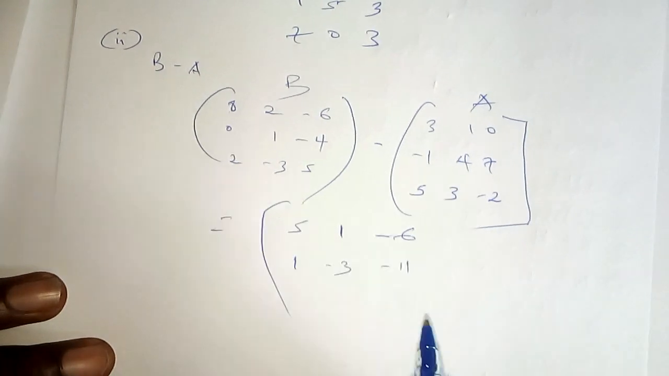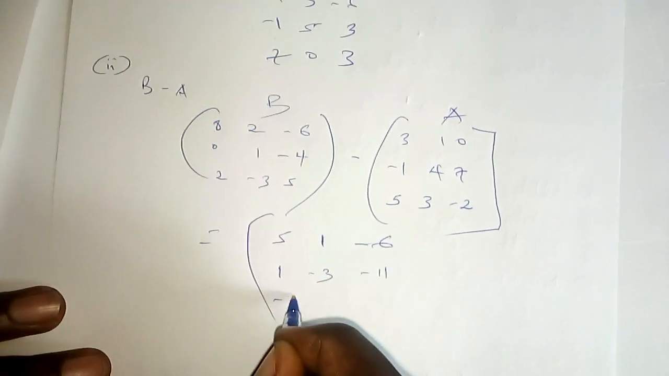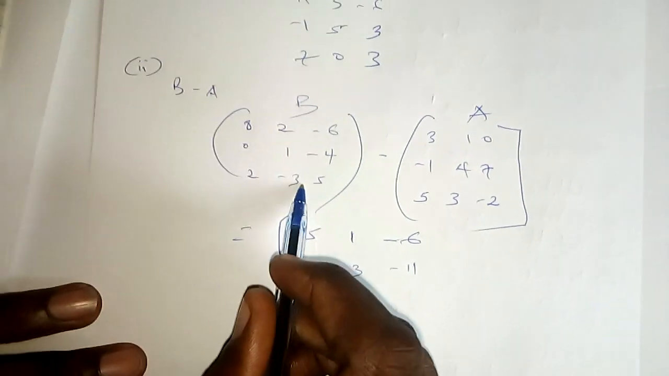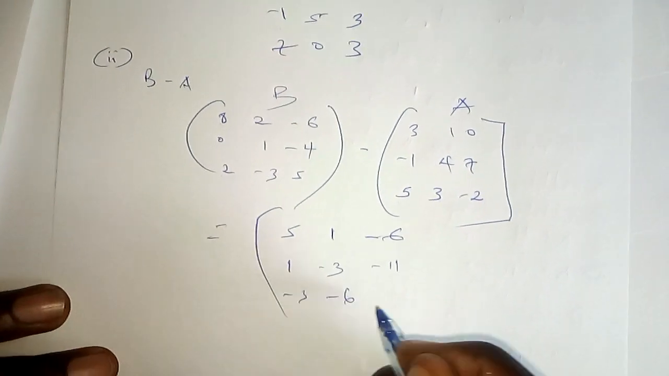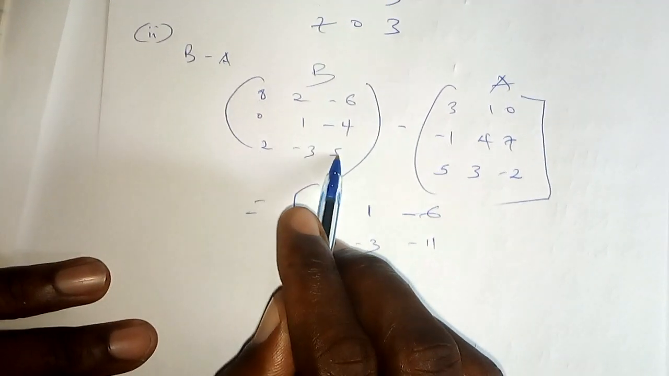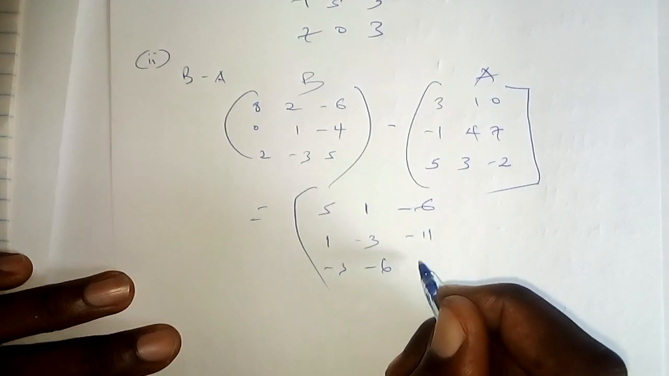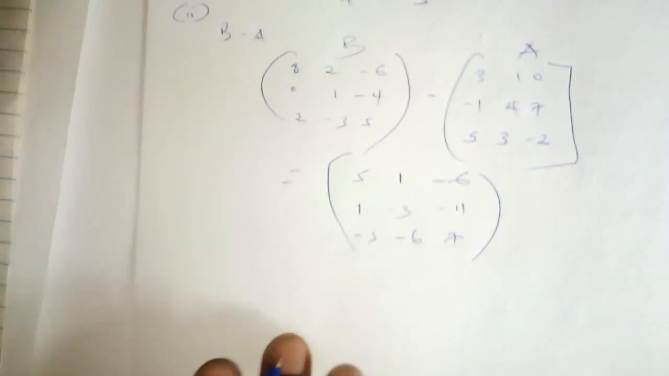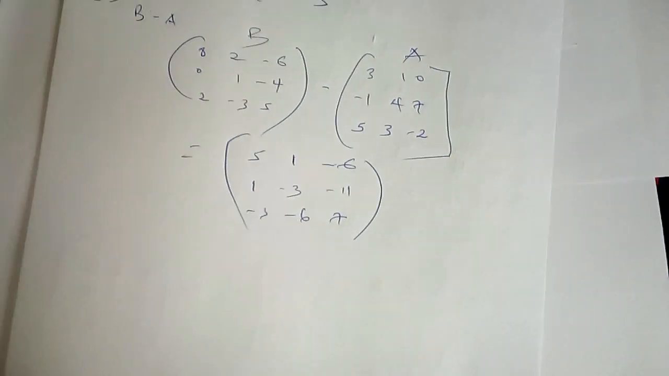Here it will be negative 11. This one minus 5, it will be negative 3. Negative 6, negative 3, negative 3. It means negative 6, then 5 minus negative 2. It becomes now 7. That is all about addition and subtraction.